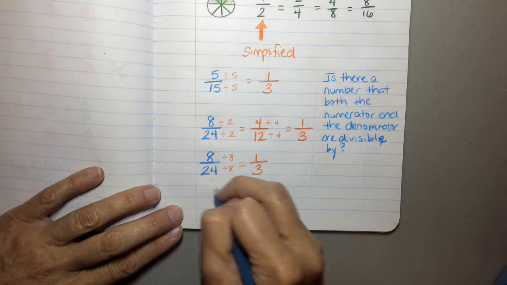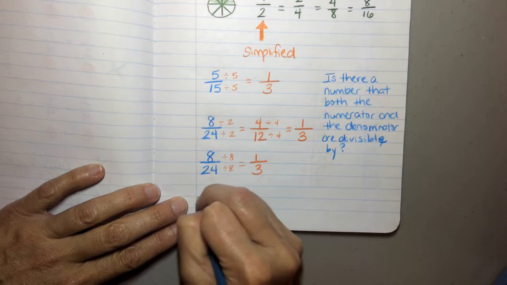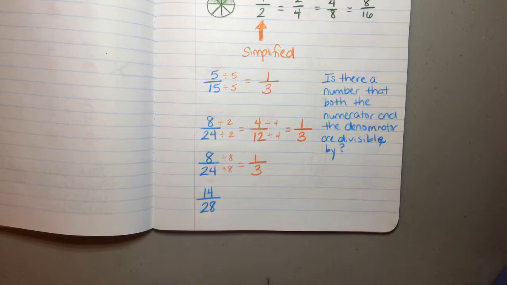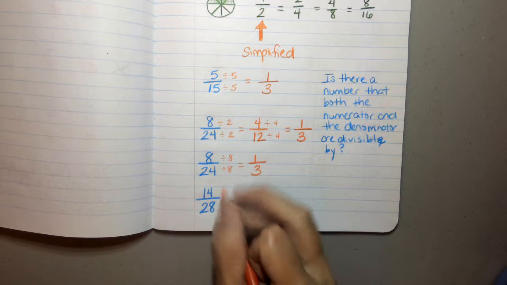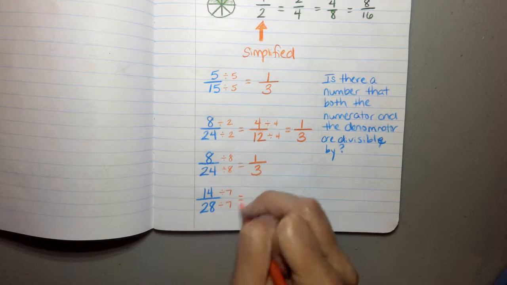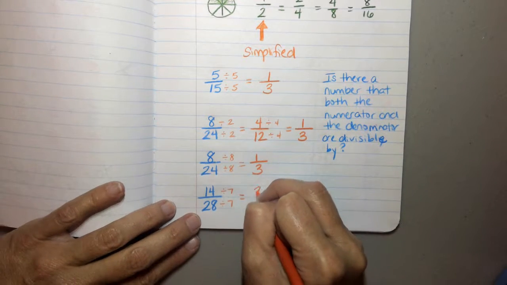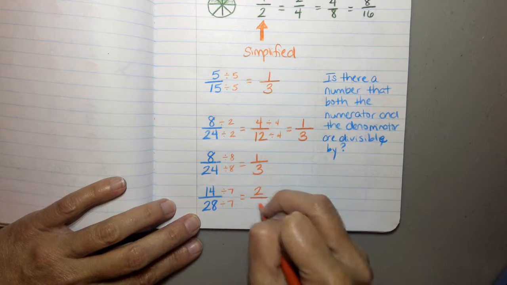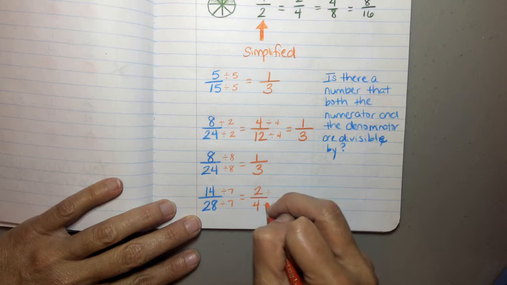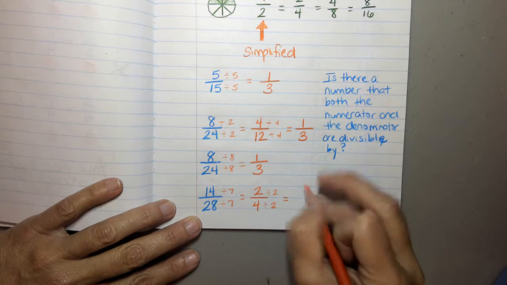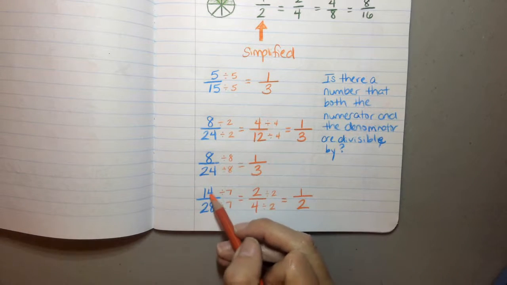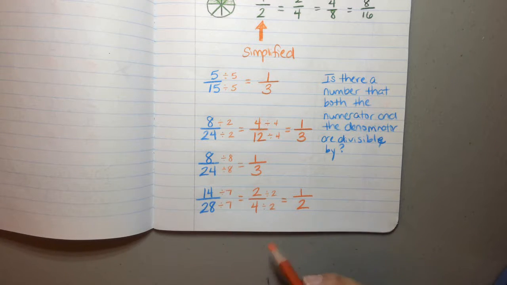Let's try one more. 14/28. You might just notice that both of those are multiples of 7. So 14 divided by 7 is 2, and 28 divided by 7 is 4. Oh, and then I notice both of those are even numbers, so they can both be divided by 2. So 1/2. And then I realized, oh yeah, 14 times 2 is 28, so yeah, 1/2.